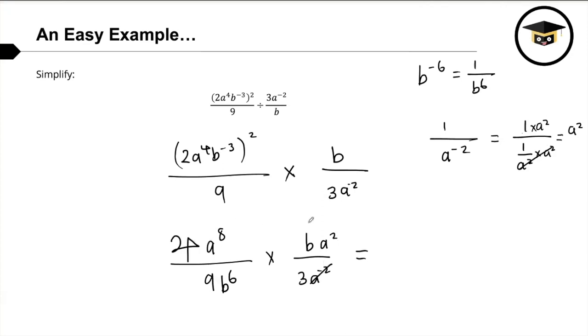4 over 9, a to the power of 8 times a squared. So that's going to be 4 times b times a to the power of 10 over 9 b to the power of 6. 9 times 3 is actually going to give us 27. So we're going to get 27 over here. And now we can simplify a bit more by cancelling out one of the b's. So this b disappears. This becomes to the power of 5. So our final answer is 4a to the power of 10 over 27b to the 5.